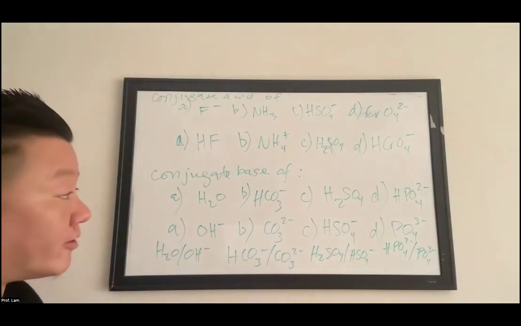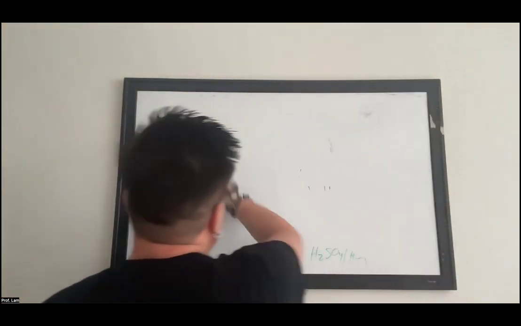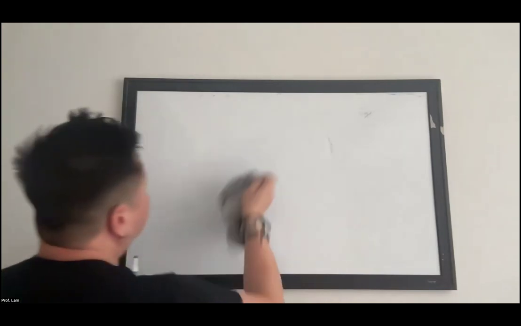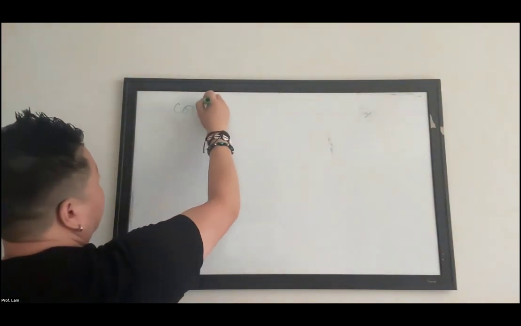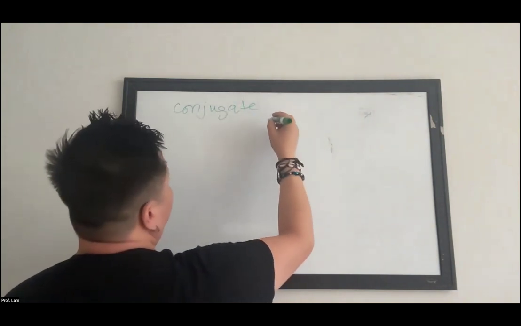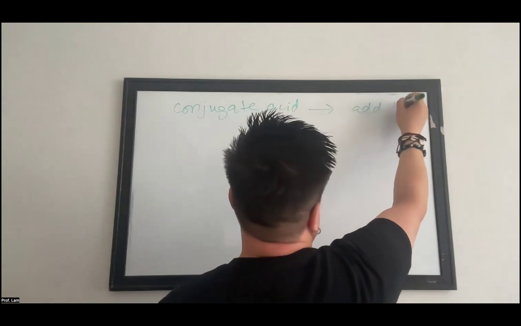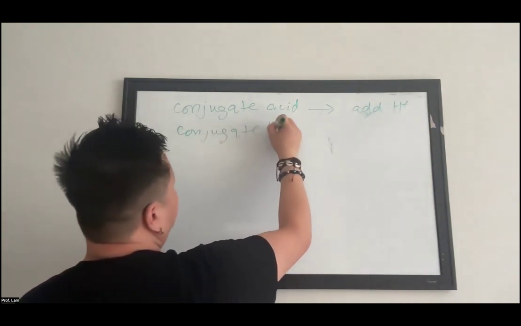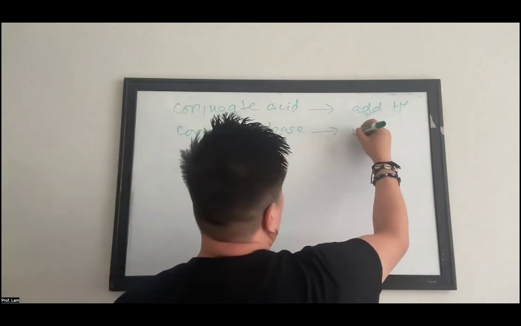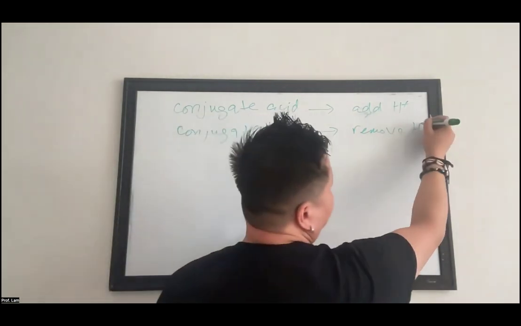So in summary, okay, let's summarize. If you're asked for the conjugate acid, then add a proton. If you're asked for the conjugate base, then remove a proton. And so that's all, right? That's all.